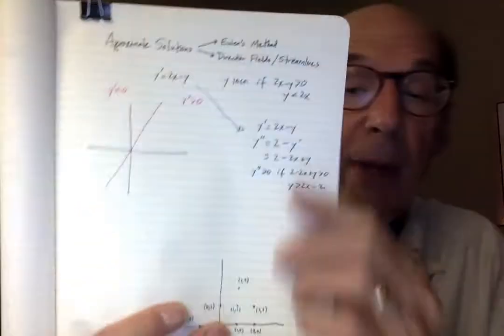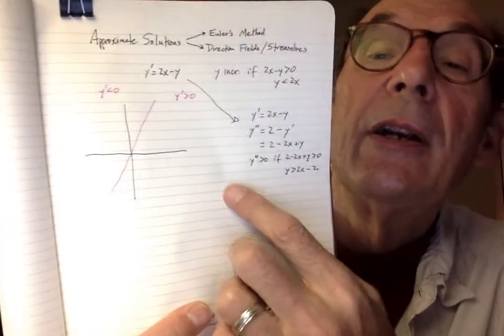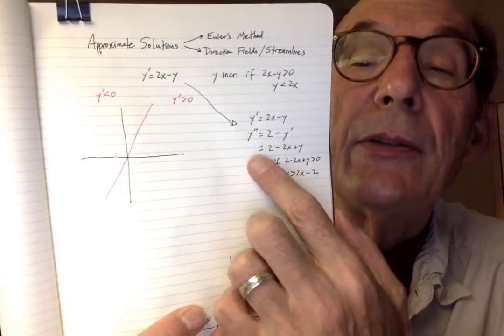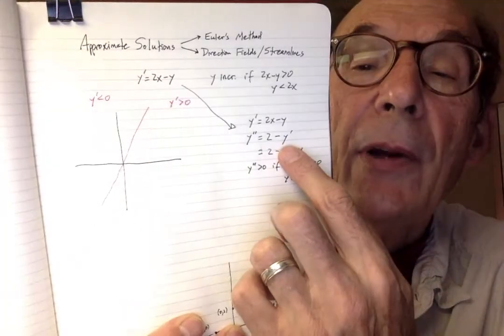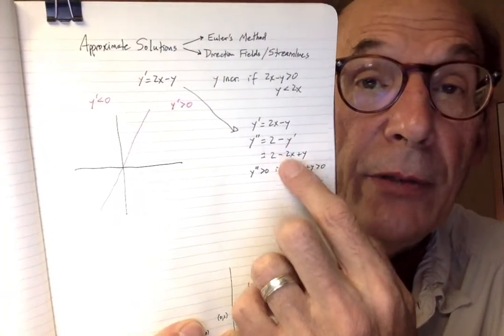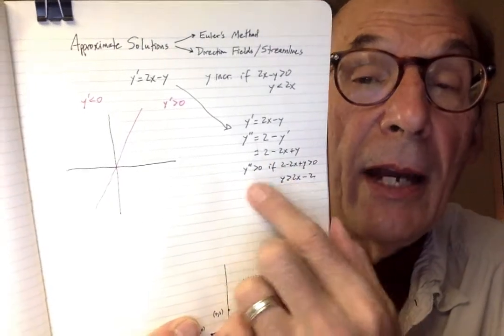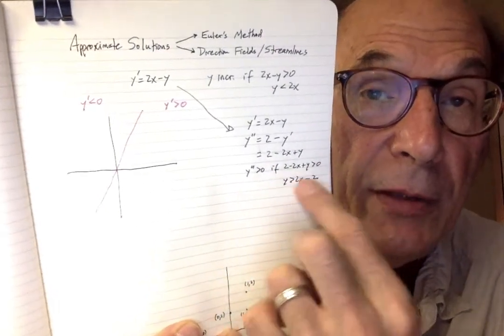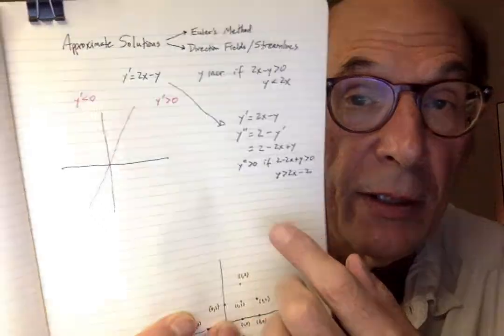So y double prime is positive if 2 minus 2x plus y is positive, so that means that y is greater than 2x minus 2. So this is the amount of algebra that we've got to do here. I took the derivative of y prime, I said, oh, I already have a formula for that, so I plugged in that formula, and now I know where y double prime is positive and negative, and so that tells me the concavity.